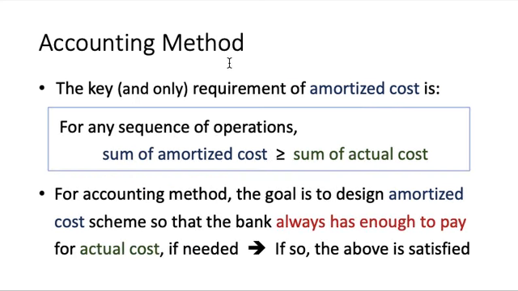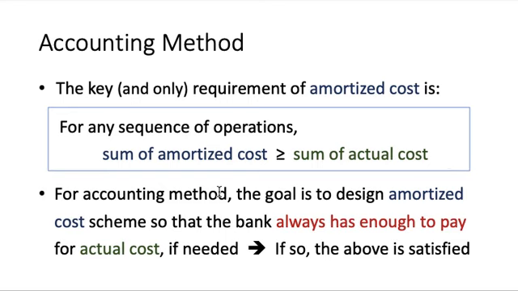And the key, or actually the only requirement for the design of amortized cost, is we want to make sure that for any sequence of operations, the sum of amortized cost is always greater than or equal to the sum of the actual cost. Because in such a case, for any sequence of operations, the total amortized cost can be an upper bound of the total actual cost that we are actually spending.